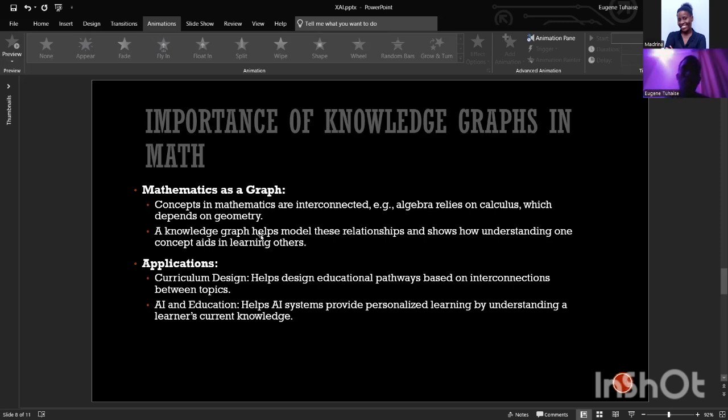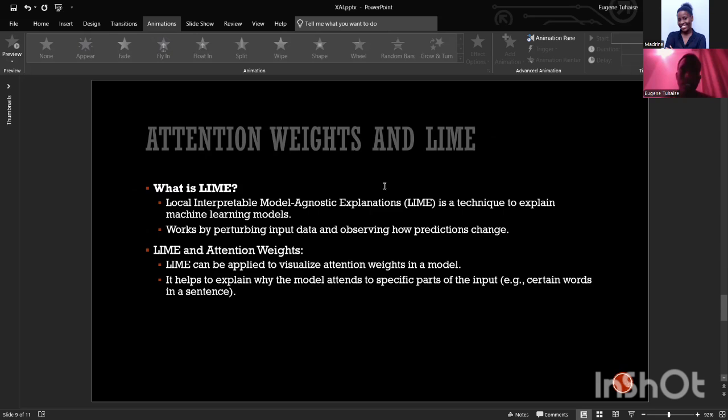So when we want to help the model understand these relationships, it helps when the model is trying to teach the user. It helps the user to know that one concept is going to aid in learning the others. Then the educational pathways are based on the interconnections, and it's going to help systems provide a personalized learning mechanism. But we are also going to talk about how a model interprets input data and observing how each of these predictions keeps changing.